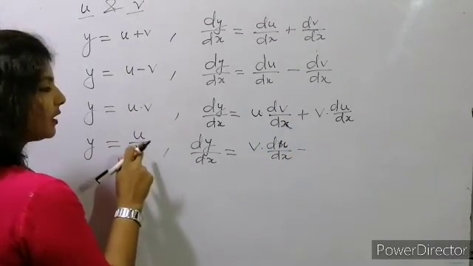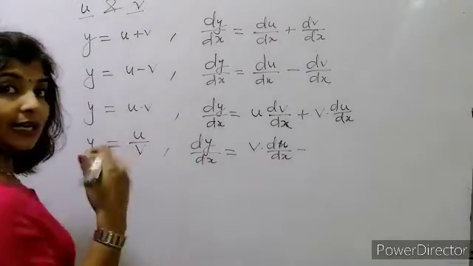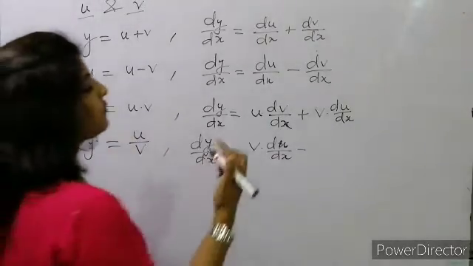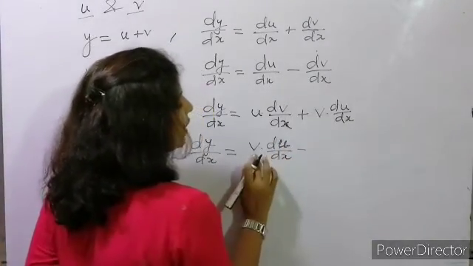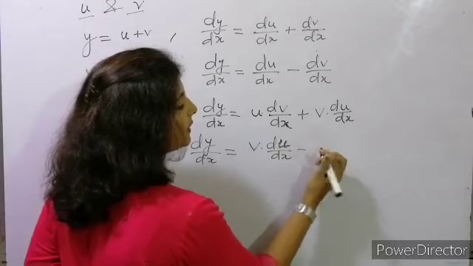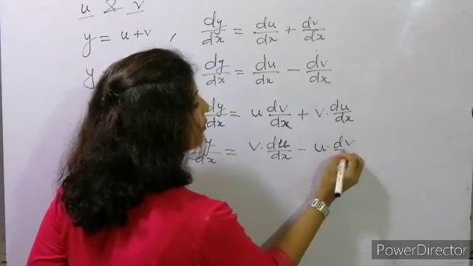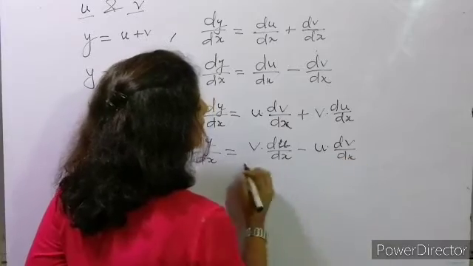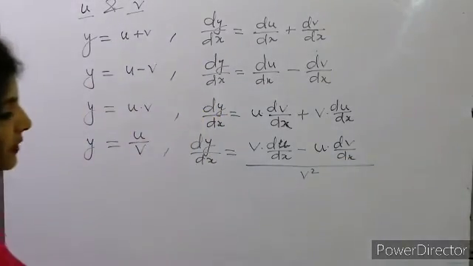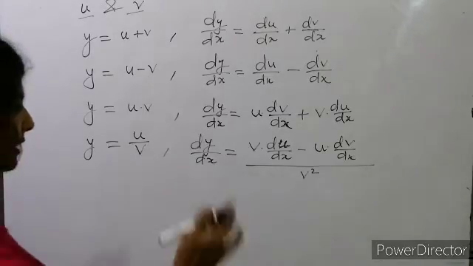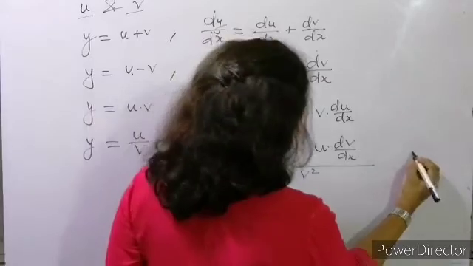When the function is in the form of division, in that case we'll use the quotient rule. Okay, so now what we'll do is take the derivative of v, keeping u constant, so dv upon dx, divided by v square. Okay, so this will be the value, but in this case v square cannot be equal to 0.